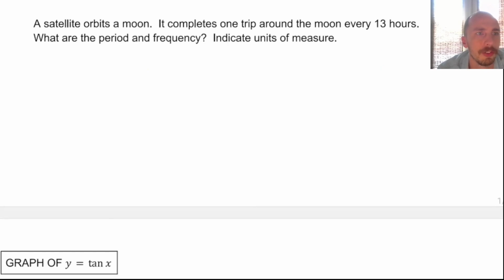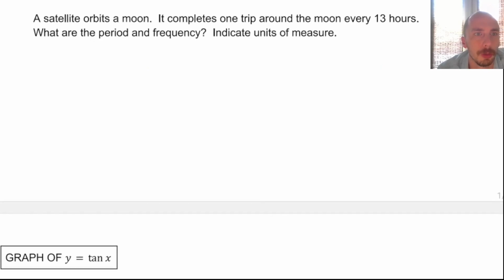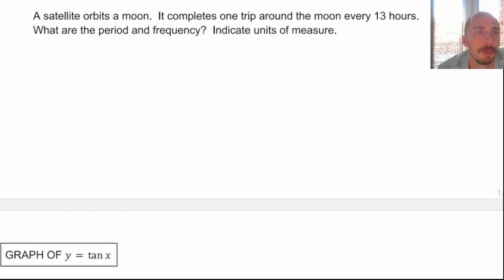And then we're going to have a satellite orbiting a moon. It completes 1 trip around the moon every 13 hours. What are the period and frequency? Indicate units of measure. You try this one on your own. You're ready. You've seen me do the period. You've seen me do the frequency. I'd say go figure those out and check your work against mine. Do it with video pause, because I'm going to bring in the answers in just a couple of seconds here.